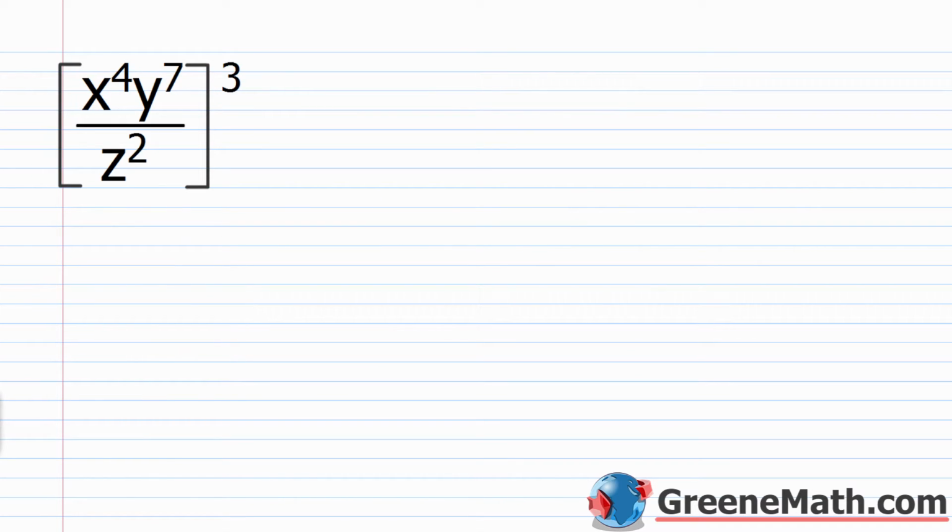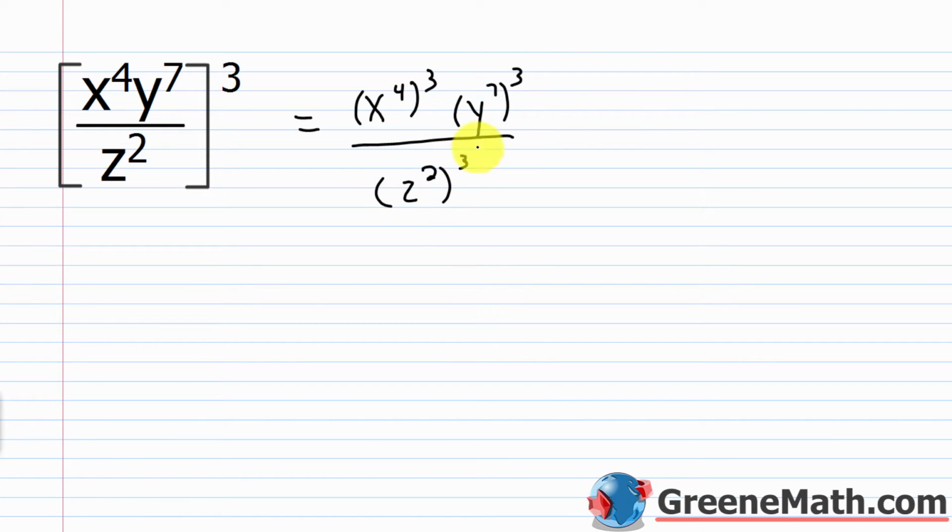We're going to want to simplify. We're going to start out with x to the 4th power, y to the 7th power over z squared. So this is inside of brackets, and then we're cubing it, or we're raising it to the 3rd power, however you want to say that. So each is going to be raised to the 3rd power. So x to the 4th is raised to the 3rd power. Y to the 7th is raised to the 3rd power. And then over z squared, that's also raised to the 3rd power.